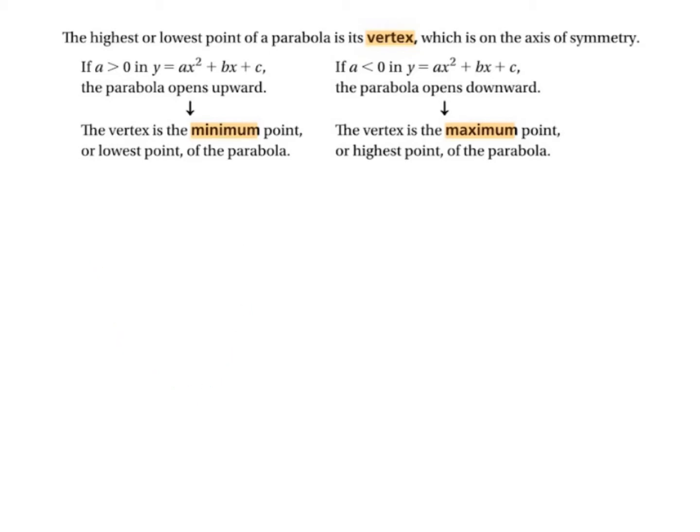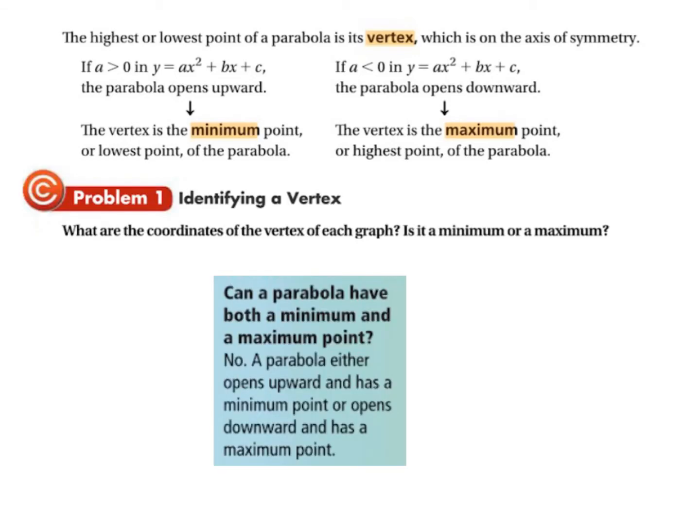Now, if you have an a value that's less than 0, a negative coefficient on x squared, then it's going to open downward. It's going to look like this, and you will get a highest or maximum point on that parabola, okay? That's a big idea. So let's take a look at what we might need to do with it.